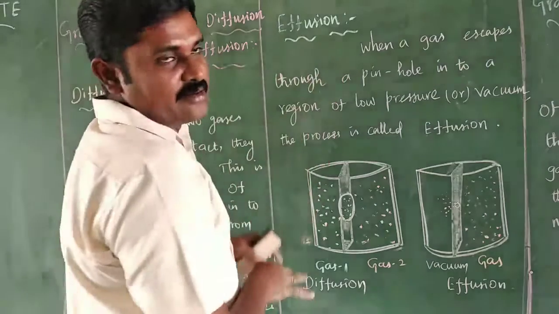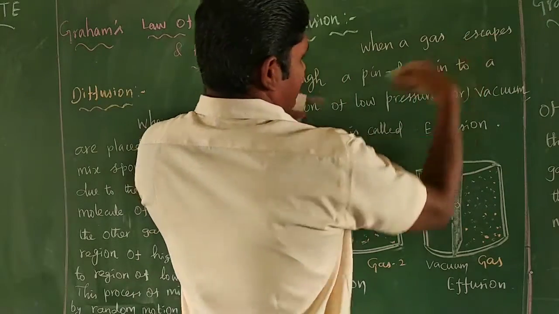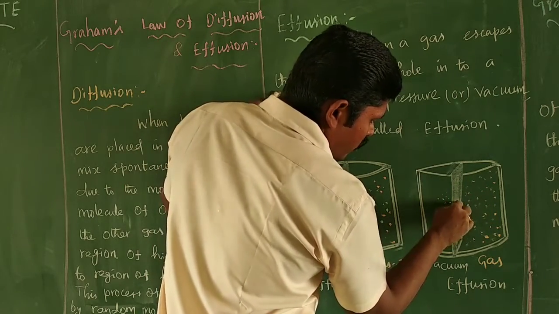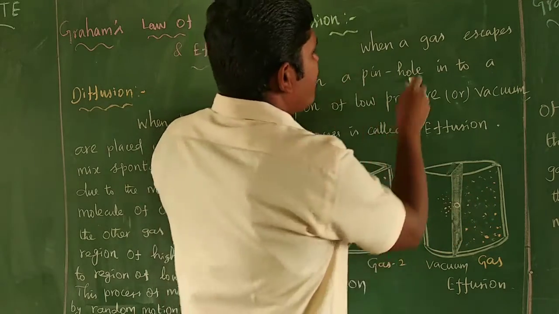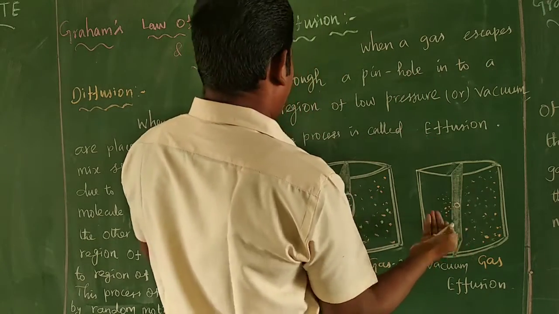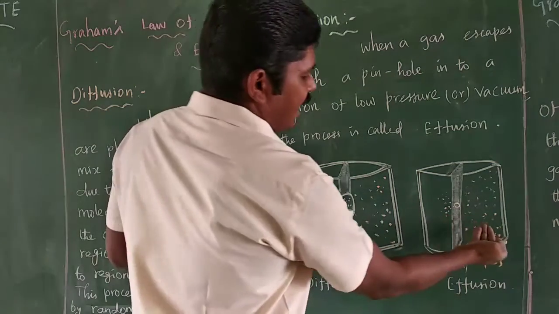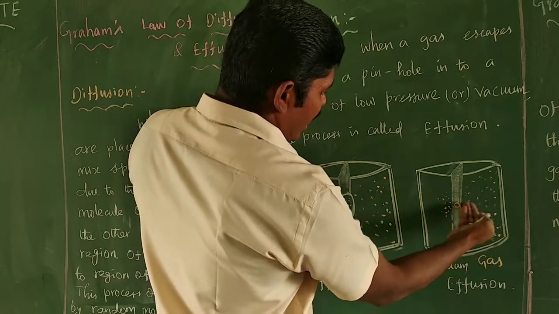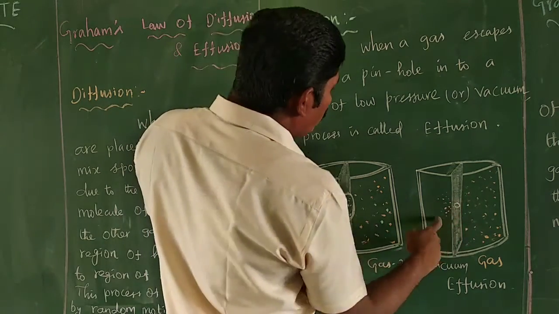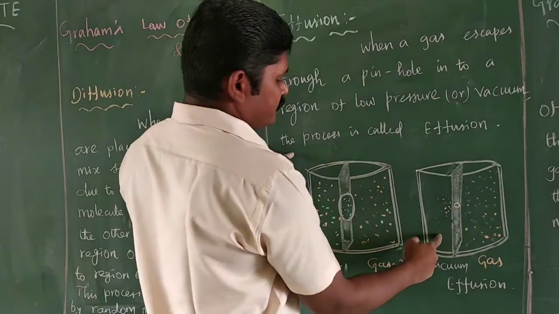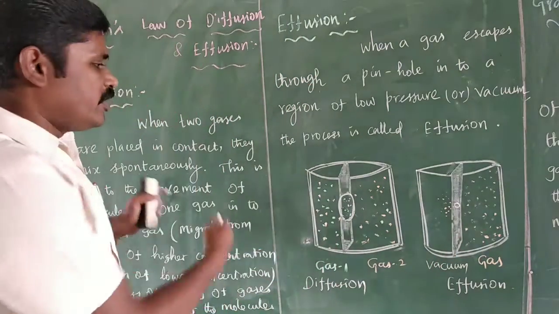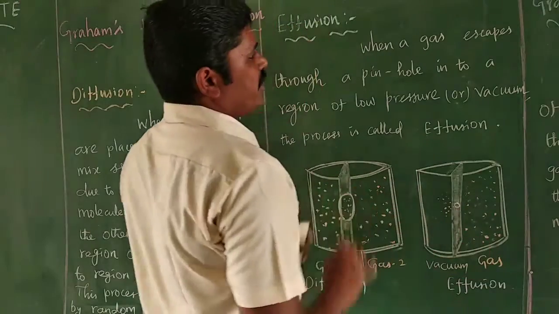But effusion is when a gas escapes through a pinhole, a small hole, into a region of low pressure or vacuum. When a gas escapes through a pinhole into a region of lower pressure or vacuum, the process is called effusion. So, diffusion and effusion.